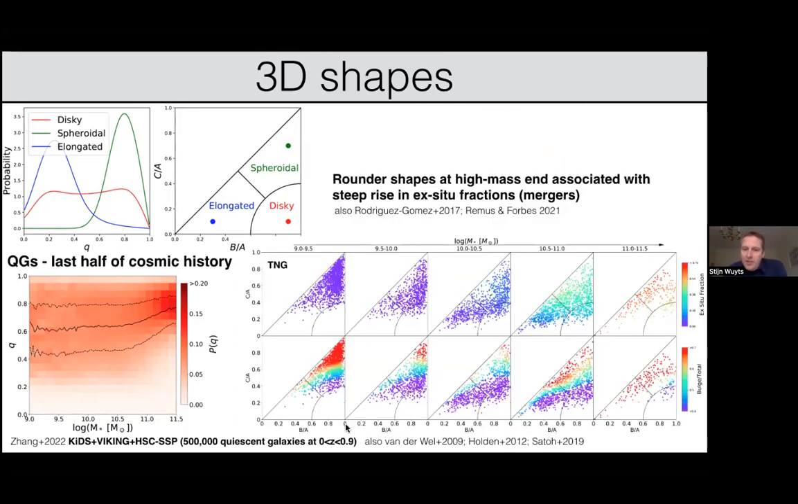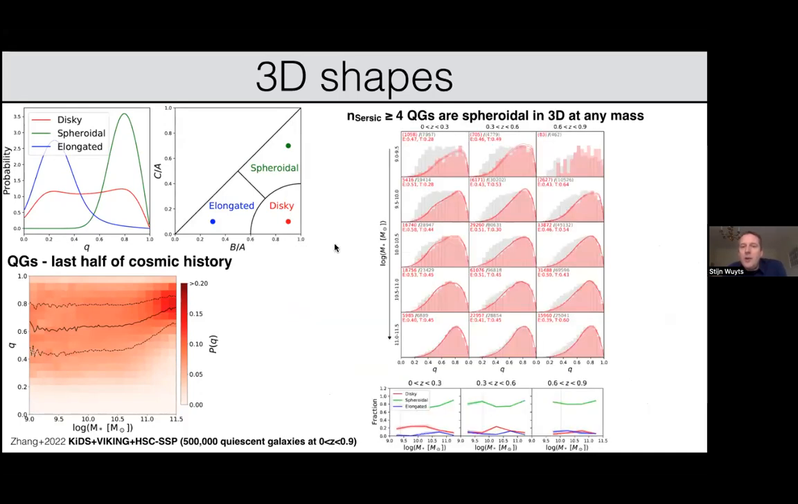You may notice here that in TNG, the roundest galaxies are the ones with the highest bulge to total ratios. In the observations, likewise, when selecting pure bulge galaxies based on their 2D surface brightness profiles, in their intrinsic shapes, they are also dominated by this spheroid population.